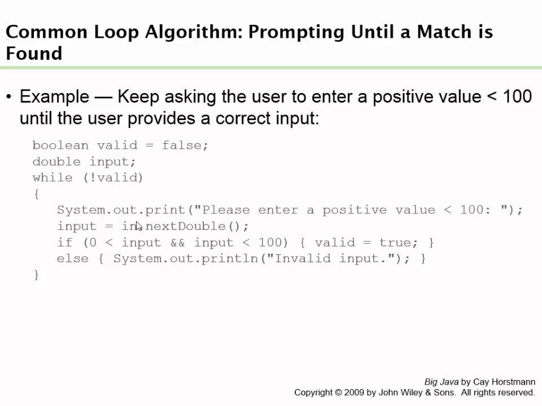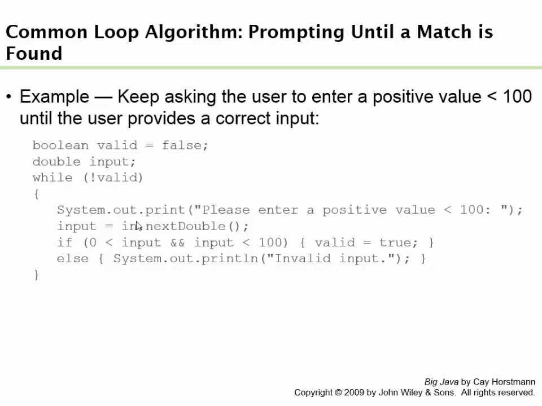But say they put in 100. Well, 100 is not less than 100. It is greater than 0, but it's not less than 100. So you do the else part, and you say invalid input. And the loop would continue. So you're sitting there looping, waiting for the user to put in a valid piece of data. So this is called a validation loop, or prompting till a match is found.